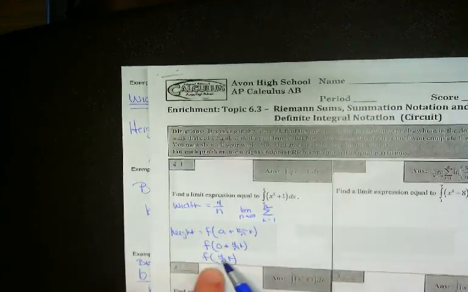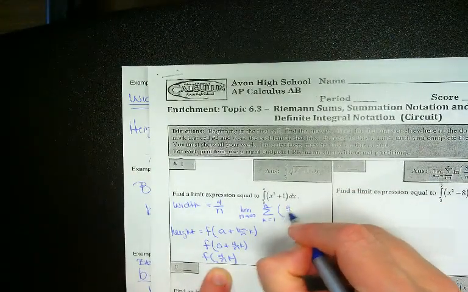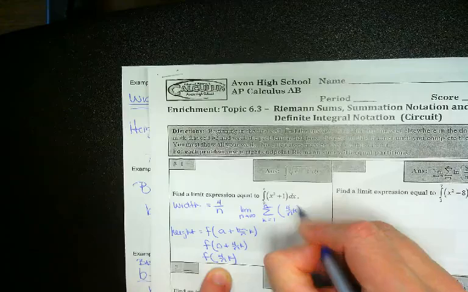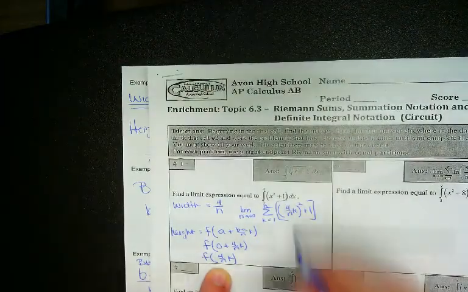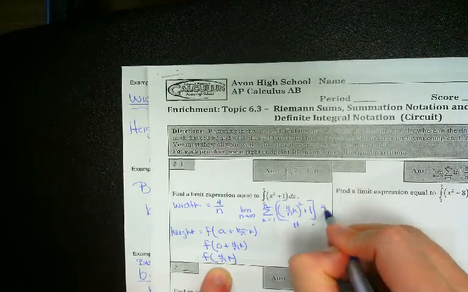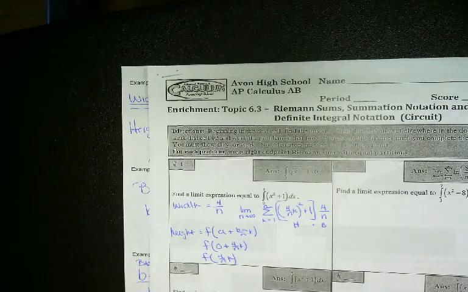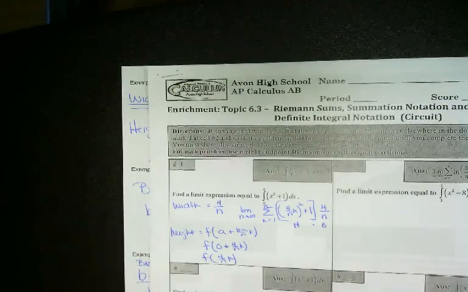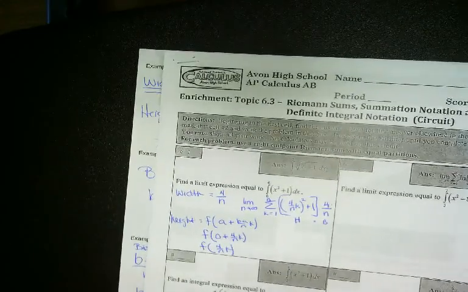Okay, and now I have to find f of 4 over n k. So I'm going to substitute that in. So 4 over n k squared plus 1. So again, that represents my height, and now I need times the base, or the width, which is 4 over n. And that's it. Now I'm just going to look for that answer. 4 over n k squared plus 1 times 4 over n.